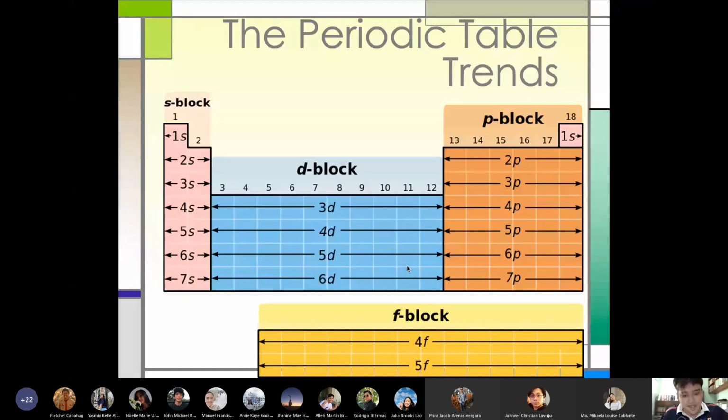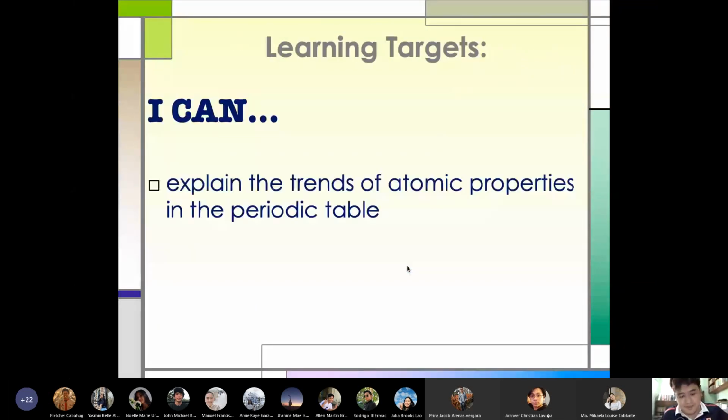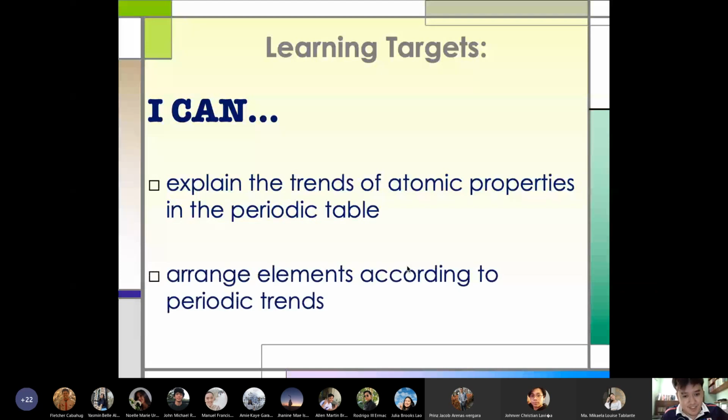In this session, we will be able to explain the trends of atomic properties in the periodic table and arrange elements according to periodic trends. There are 5 common atomic trends. First one is atomic or ionic radius. Second one is ionization energy. The third one is electron affinity. Fourth one is electronegativity. And the fifth one is metallic character. These are our springboards towards chemical bonding.